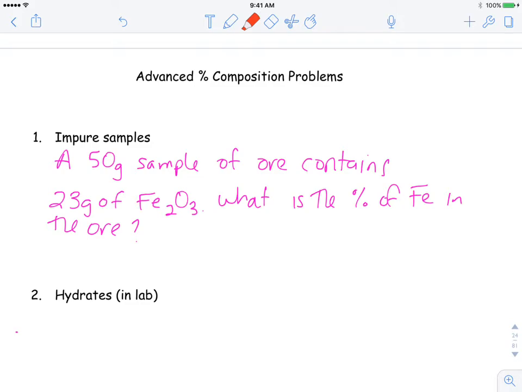Well, for this, I got to do a little bit more work. So let me figure out how much iron I have. So first I start with my 23 grams of the compound.